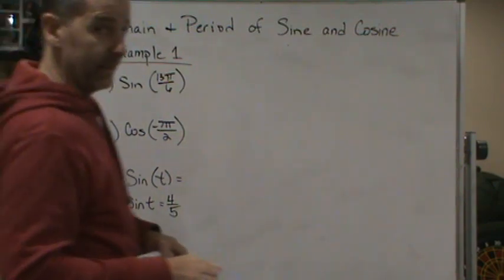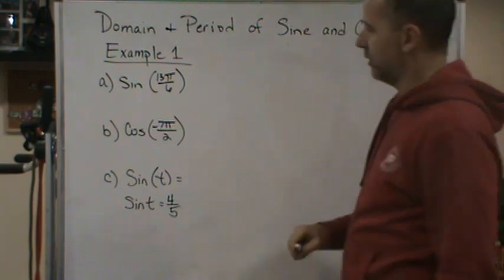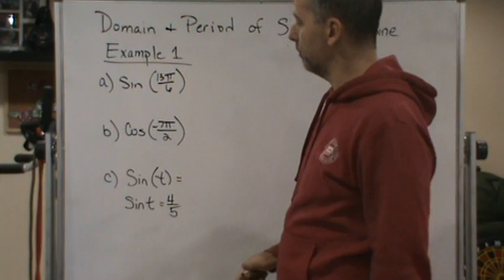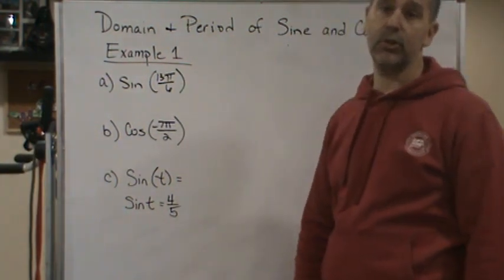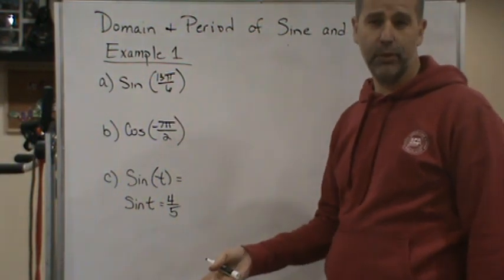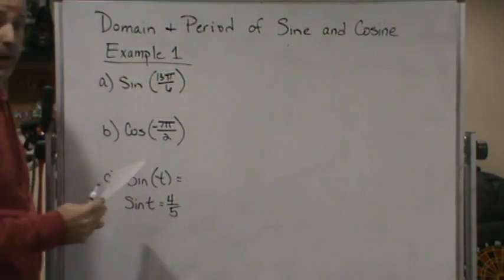All right, welcome back, and now we're going to do an example. So now we're going to start with evaluating these, and then we'll get to this one here. Sine of 13 pi over 6. The first thing I'm going to do is peel off a sixth because I can deal with pi over 6, right? We know how to figure out what the sine of pi over 6 is.